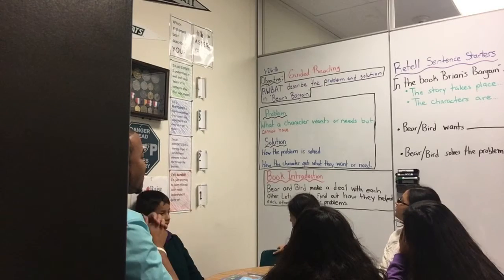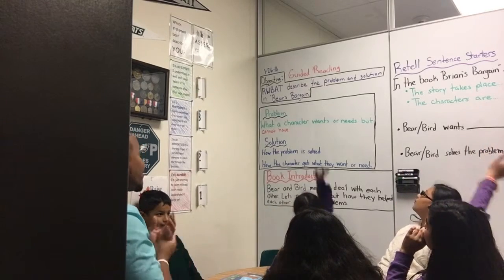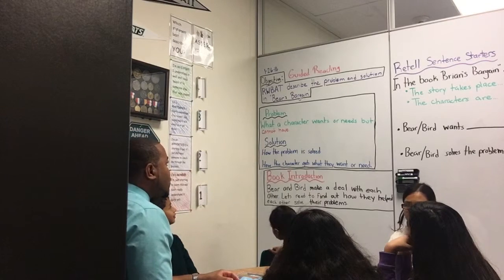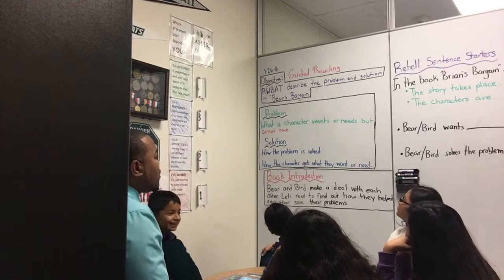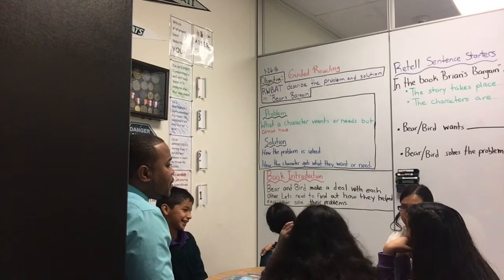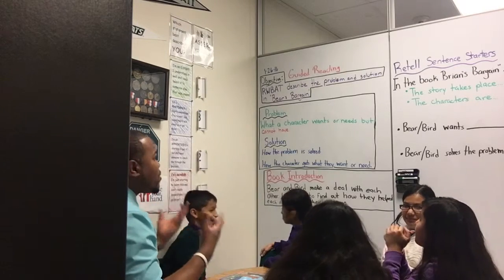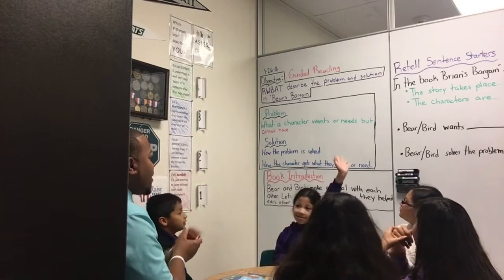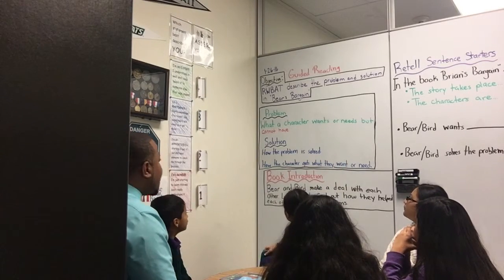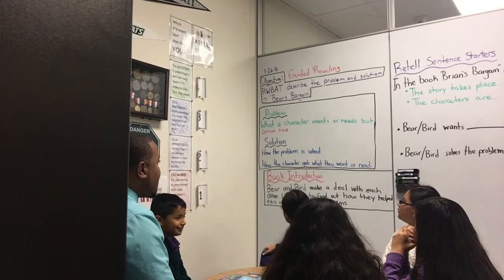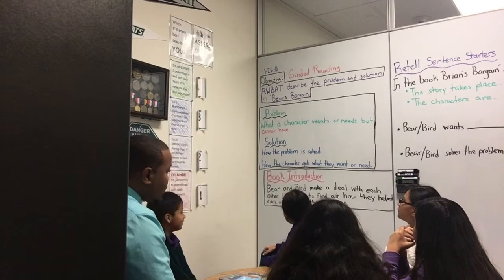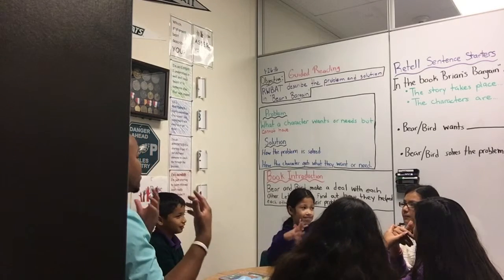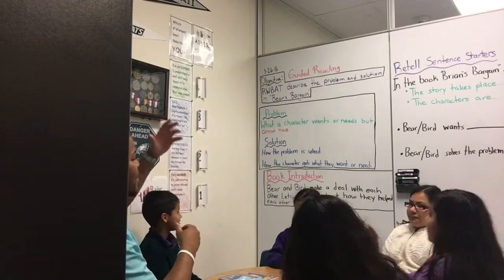So, a problem. Who wants to read? What is a problem? Read that for me, please. Andrea: what a character wants or needs but cannot have. A problem is what a character wants or needs but they cannot have. Solution. What is the solution? Yes, Haiti, read the solution for us. How the problem is solved. How the characters get what they want or need. So we have the problem and a solution.